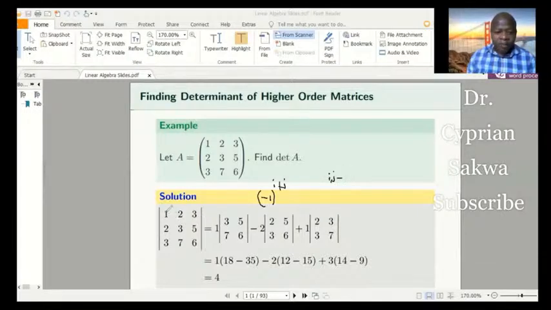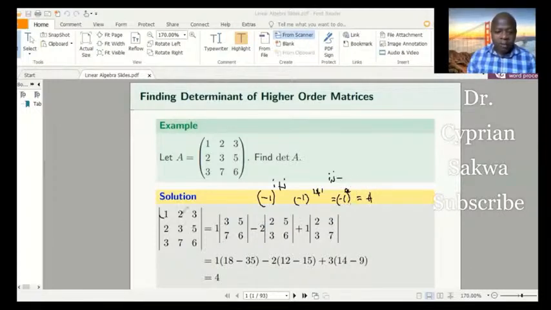For instance, element 1 here, what sign should I use? So element 1 is in row 1, column 1. So the sign that I should use should be -1 raised to 1 plus 1, which is -1 raised to 2, and this should be a positive sign. When I raise -1 to 2, the sign will be positive.